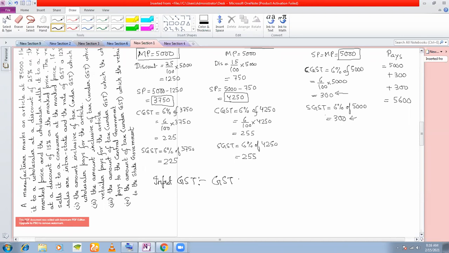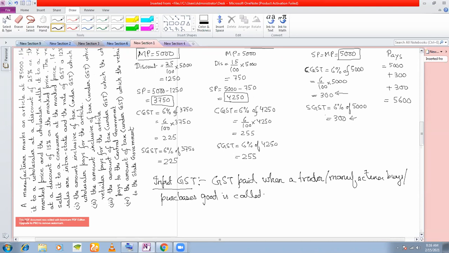GST paid when a trader or a manufacturer buys goods or purchases goods is called his input GST. Okay. Now, what it means in the context of this problem, I'll explain after this.